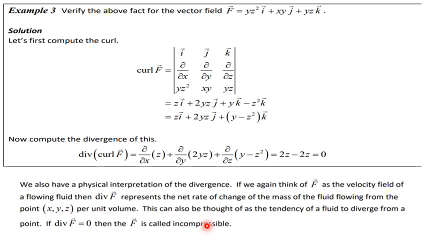So whenever the examiner asks whether a given field is incompressible or not, you have to first find the curl of that field. How can we find the curl? With the help of a determinant. After that you find the divergence. Divergence is a dot product, and the value of del is del upon del x i plus del upon del y j plus del upon del z k. When you take the dot product, i dot i becomes 1, j dot j is 1, k dot k is 1, and after that you differentiate. Whatever the result, if it is equal to 0, it means that this field is an incompressible field.